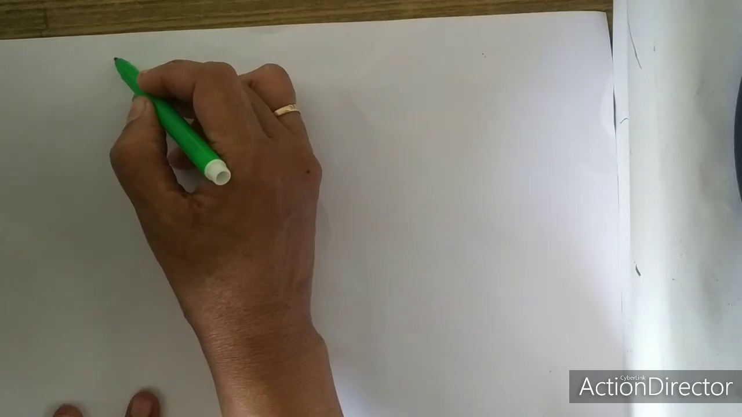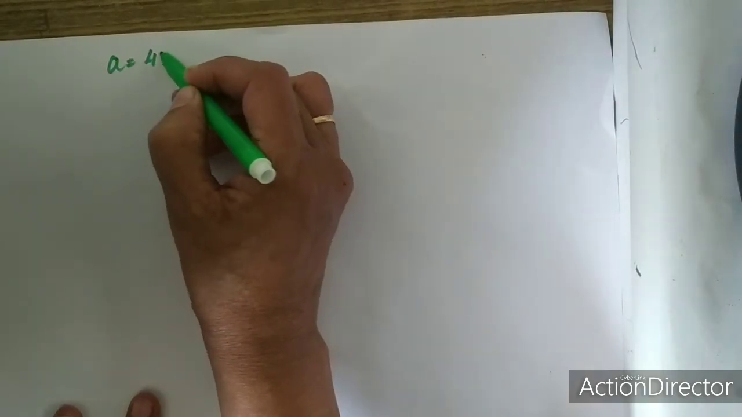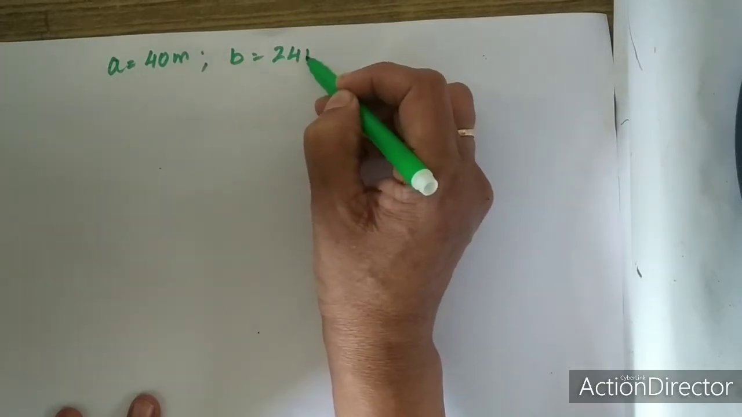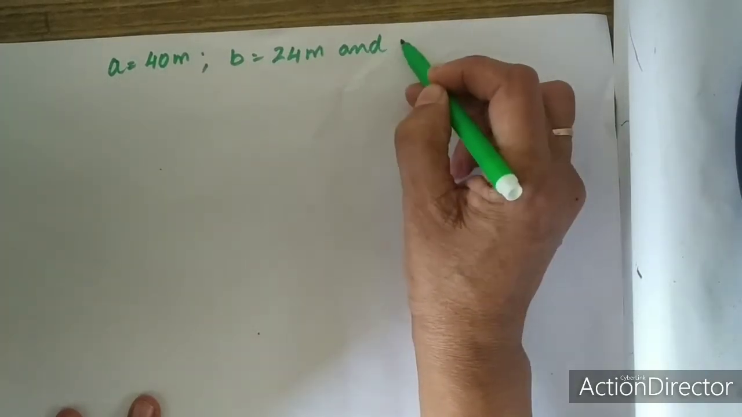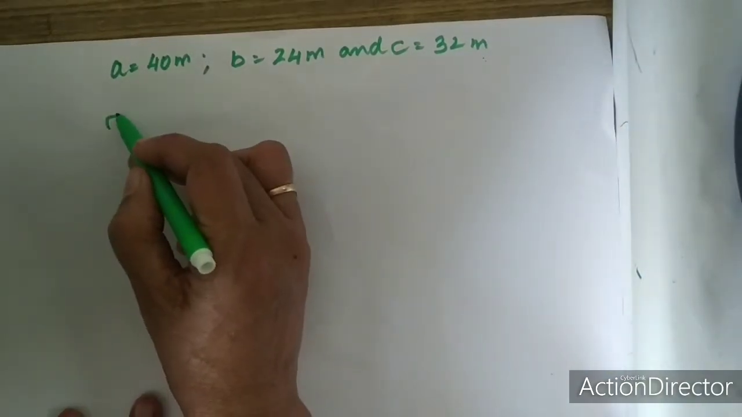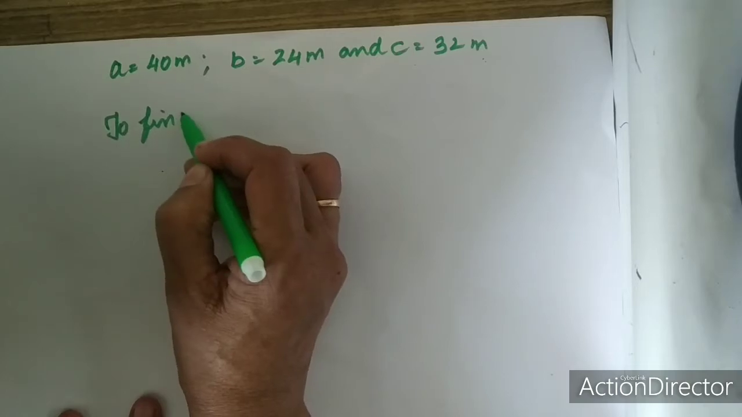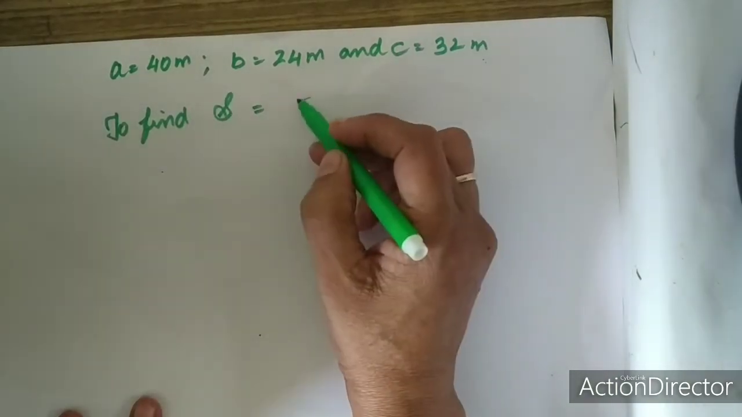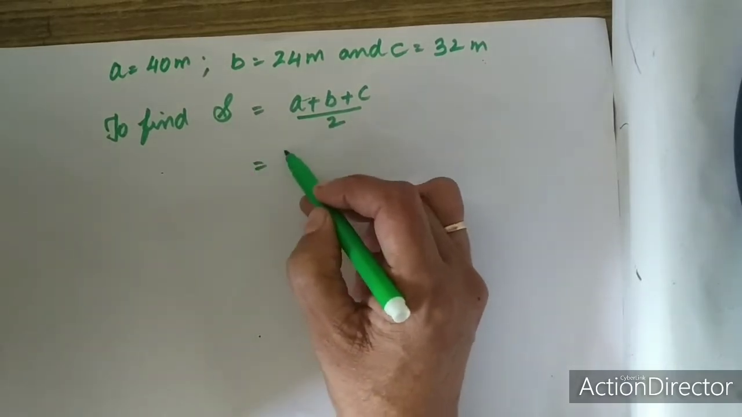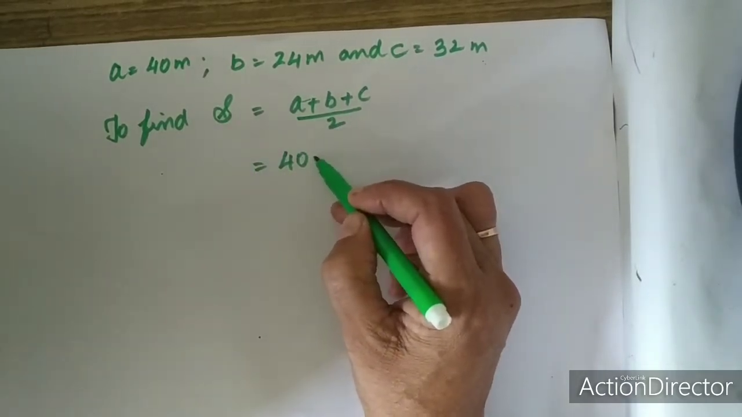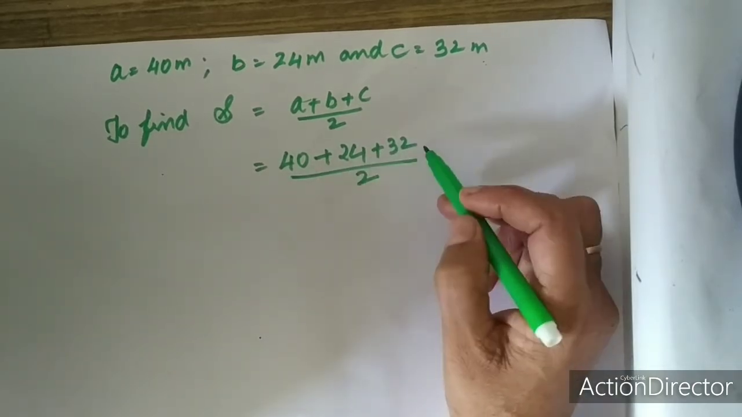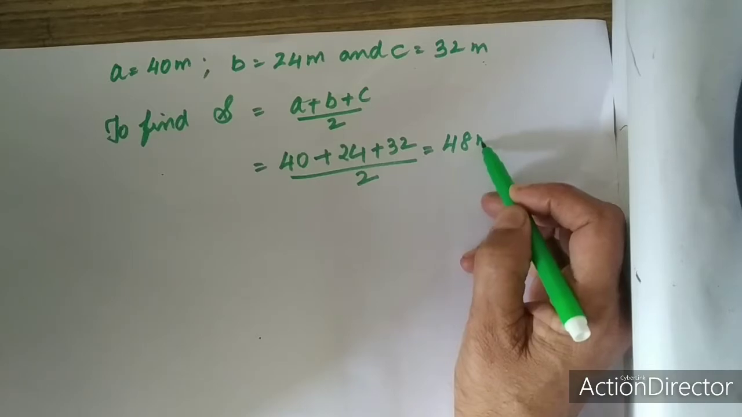Now let us assume A is equal to 40 meter, B is equal to 24 meter, and C is equal to 32 meter. So what is the first step? To find semi-perimeter, that is S, which is equal to (A plus B plus C) upon 2. This is equal to (40 plus 24 plus 32) upon 2, which is equal to 48 meter.